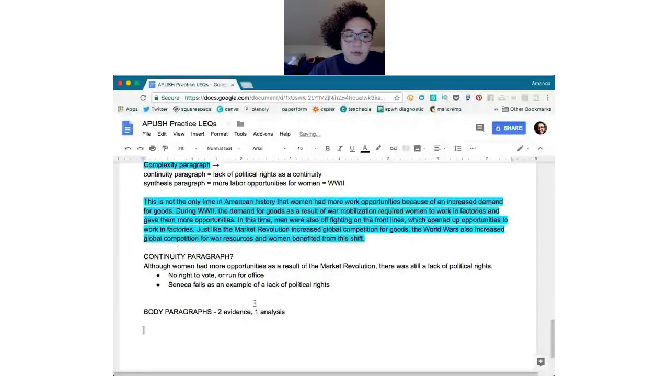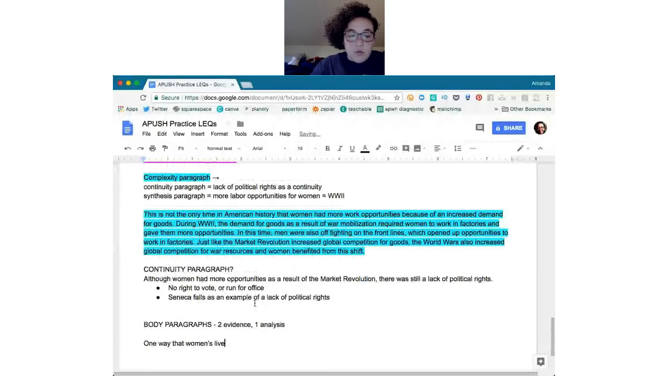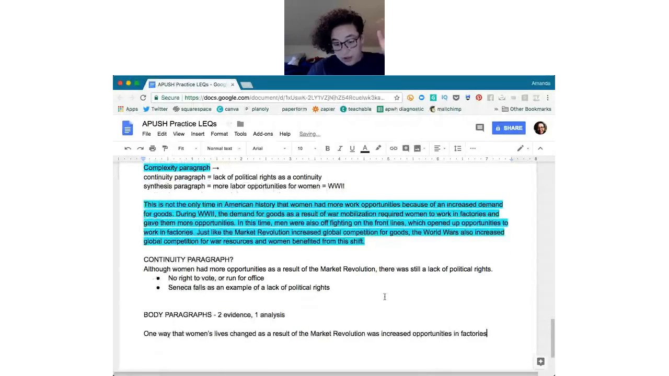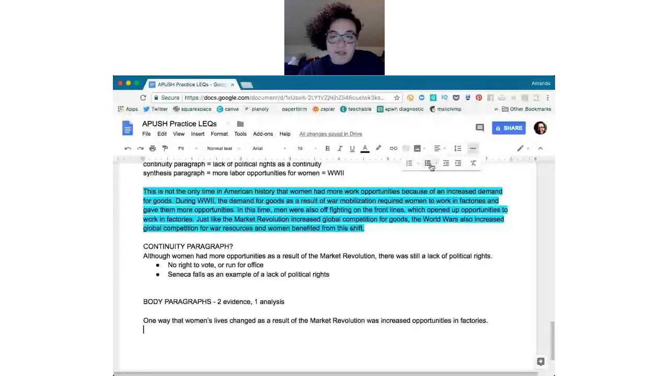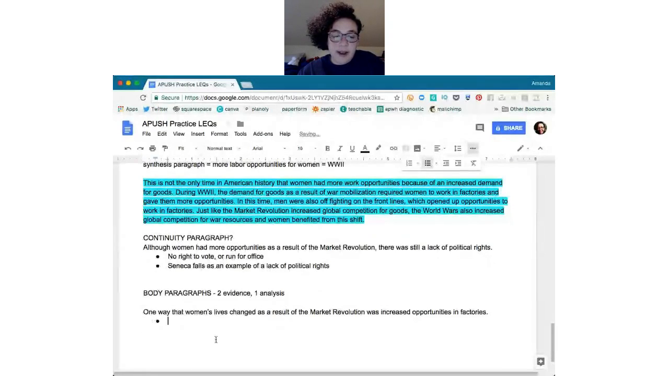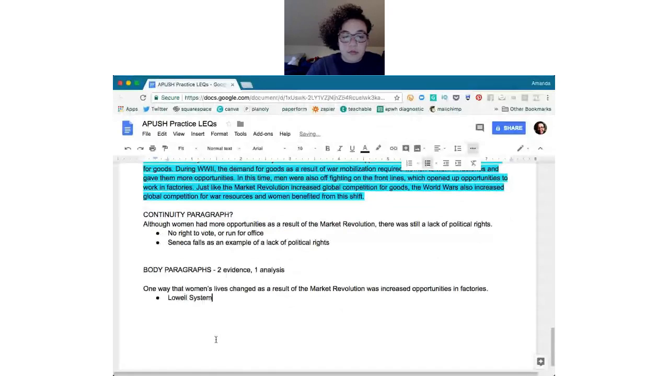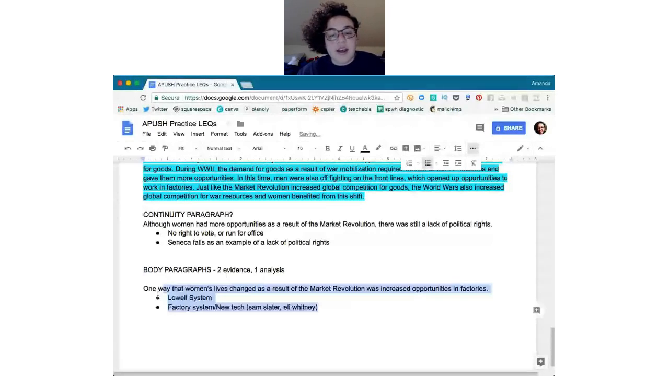So the way your body paragraphs will be set up, all of them can start: one way that women's lives changed as a result of the market revolution was increased opportunities in factories. Okay, that right there is going to help you get your other analysis point, actually. And then you would just explain out some evidence that relates to that. So maybe in this paragraph, what would you use to prove that? The Lowell system, right? You could use the factory system in general, Sam Slater, or Eli Whitney, like new tech. This is where you're giving evidence.